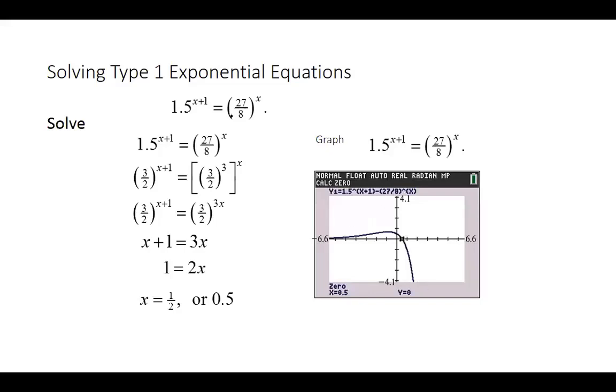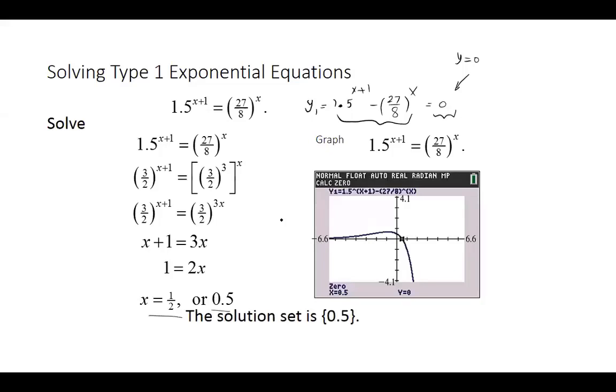If I graph this, this would be equal to 0 if I move everything to one side of the equation. So we call it y1, being 1.5 to the power of x plus 1 minus 27 over 8 to the power of x. If I move everything to one side, that would be equal to 0 then. So you want to equate this to y is equal to 0. In other words, when you graph this function and you graph the equation y is equal to 0, wherever these two lines intercept, that would be your solution, which looks like it's 0.5. That's exactly how we calculated manually. So the solution set would be 0.5.